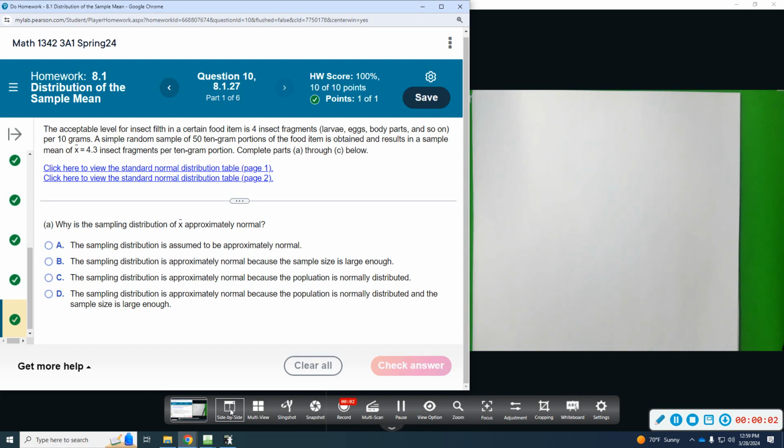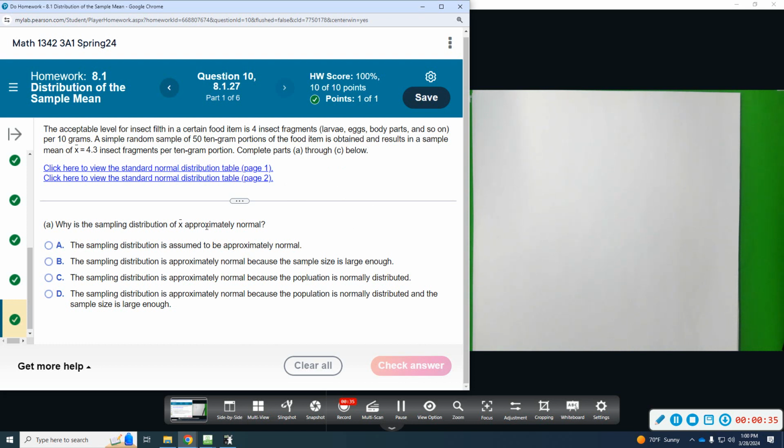All right, question number 10. This one says an acceptable level for insect filth in a certain food is 4 insect fragments, that's larvae, eggs, and body parts, and so on, per 10 grams. A simple random sample of 50 10-gram portions of food item is obtained and results in a sample mean of 4.3 insect fragments per 10 grams. So, kind of gross, but this is a true scenario. We're going to answer parts A through C.